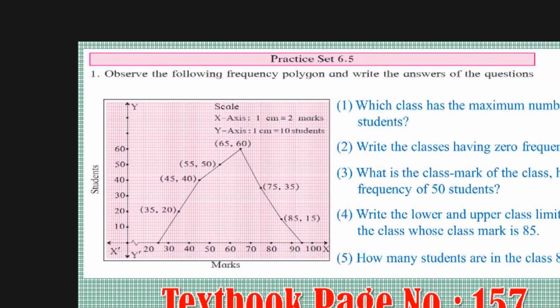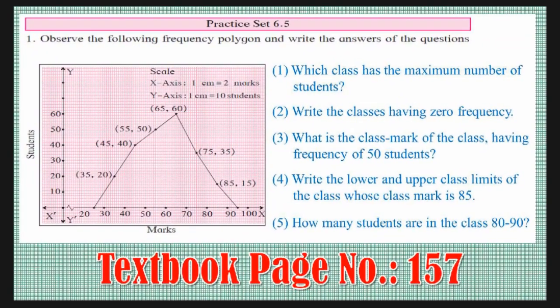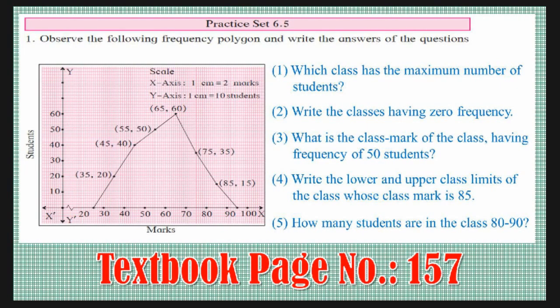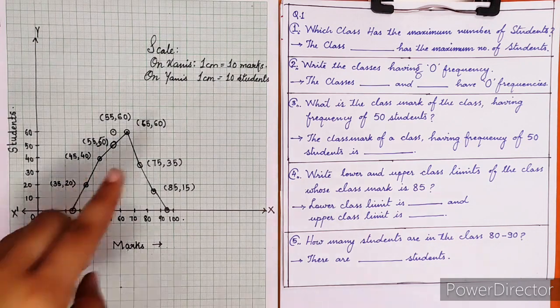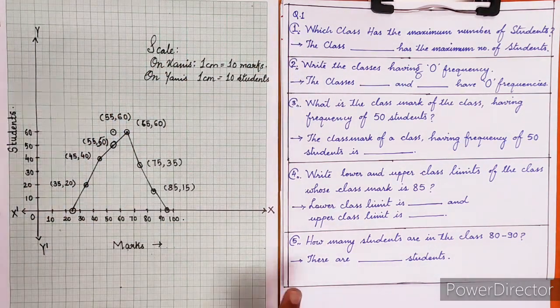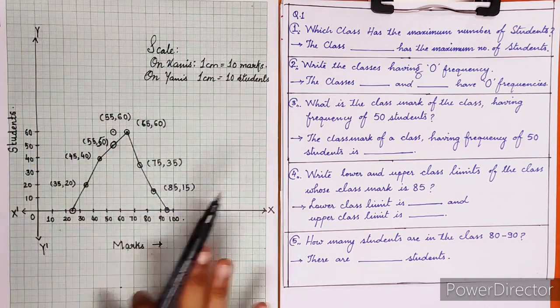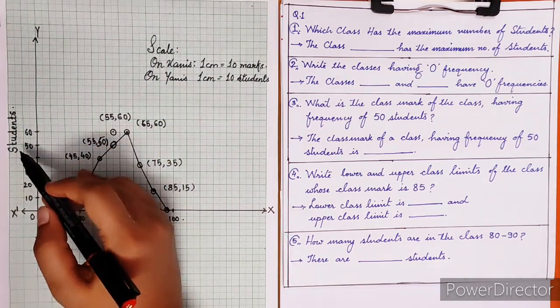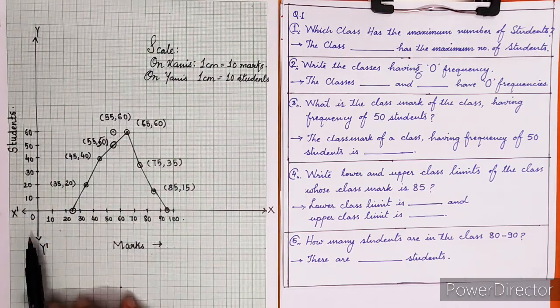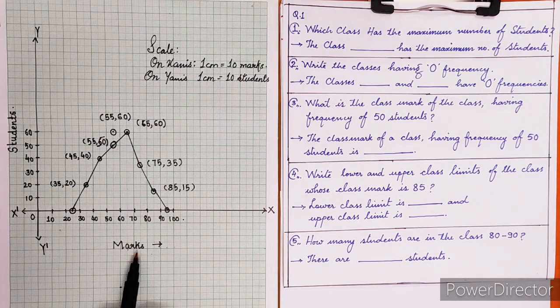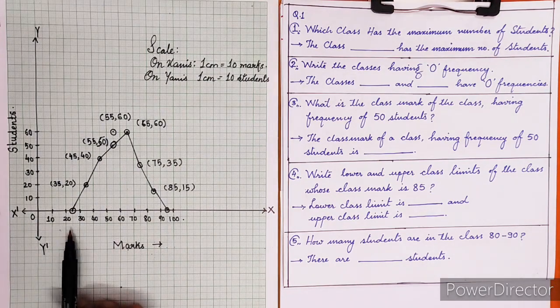Question number 1. Observe the following frequency polygon and write the answers of the questions below it. After reading the polygon properly, we have to answer the questions given below it. I have made the graph. Now we'll observe the graph first and answer the 5 questions. On the y-axis, frequency is about the students and the scale is 1 centimeter equals 10 students. And on the x-axis, marks of students are plotted, which is again 1 centimeter equals 10 marks.